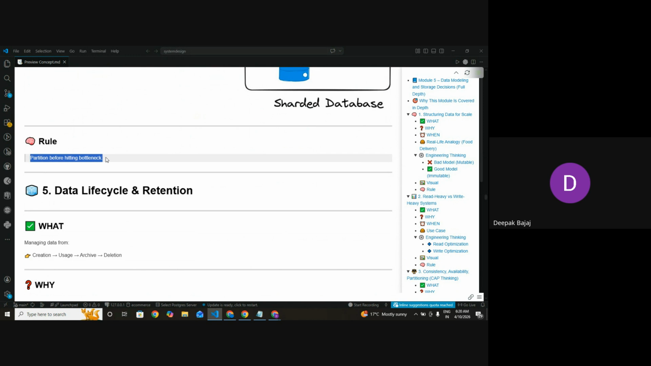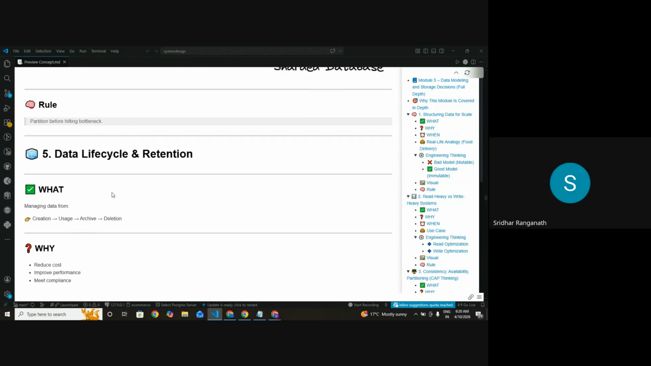Partition before hitting the bottleneck. Makes sense. You can say, spend some time on a daily basis for your health and well-being rather than spending time in a hospital when you are ill. Makes sense, right.